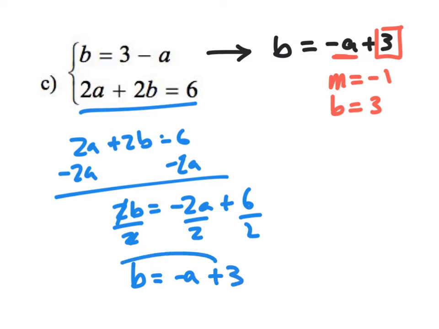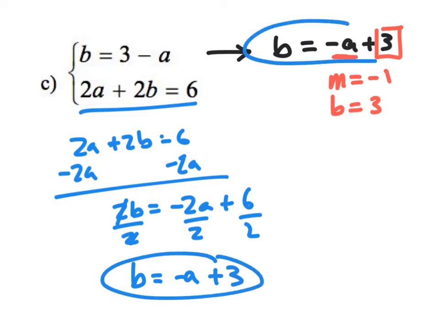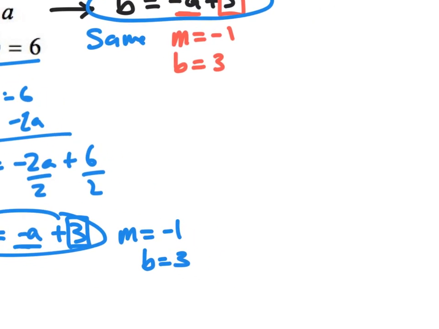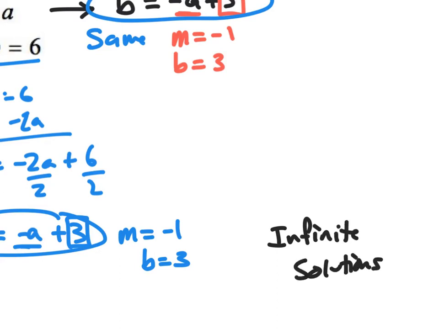So what I notice is that I get the same thing as I did up here. And so I get a slope M that's equal to negative 1, and a y-intercept B that's equal to 3. Since we have the same thing, we're going to have infinite solutions. We have the same line.